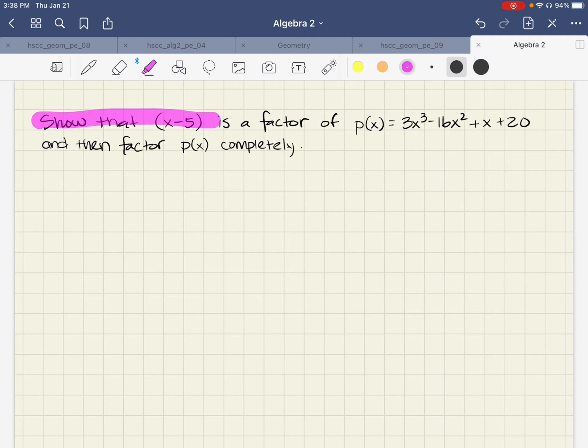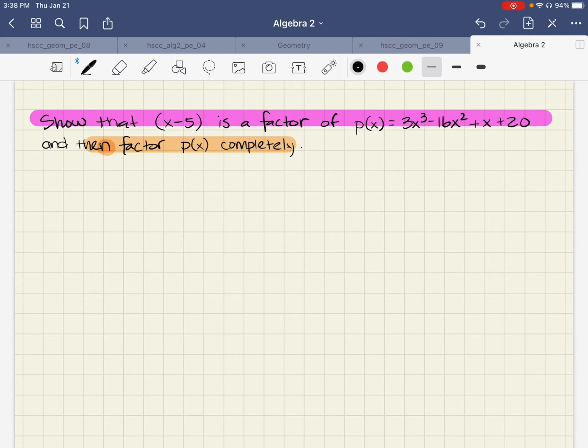The first part is to show this. So that's what we're going to do first, is show that. The second part is you're going to factor p of x all the way through. So let's focus on the first thing, which is figure out how we show that x minus 5 is a factor of the function, of the polynomial.